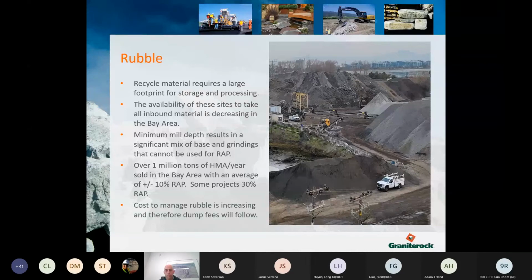And the cost to manage this rubble is increasing. And so what happens is to manage it, you've got to charge contractors increasing fees, because you get to a point where you can see our yard, there's no room to take any more, right? So what is a contractor to do when he's got to grind and pave? So what we're looking for is how we can make more RAP to help reduce the amount of rubble that's just sitting in the yard.